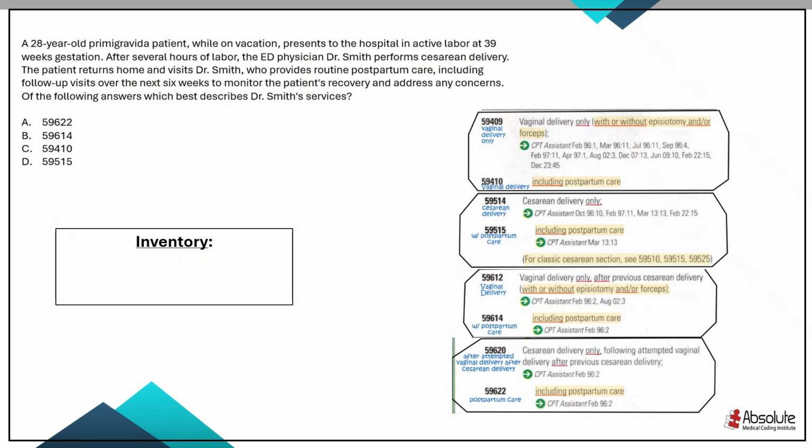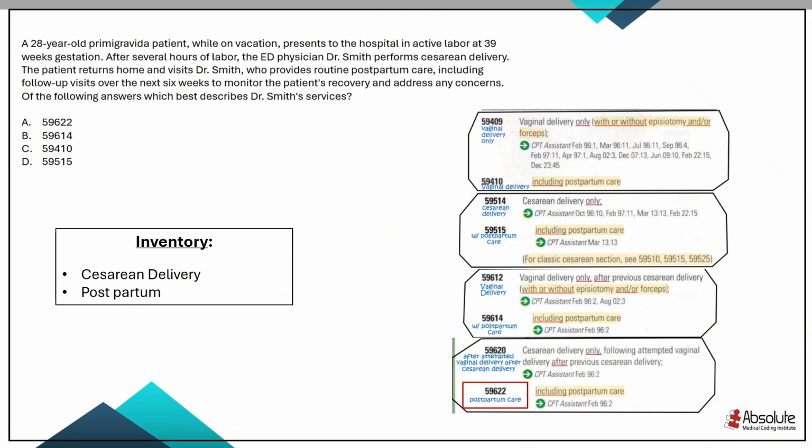So, let's get our inventory out. We have a cesarean delivery and postpartum care given by Dr. Smith, who happens to be an ED physician and performed the cesarean delivery for the patient as the patient was on her vacation, right? So it's clearly stated that he performed delivery and postpartum and not the antepartum care. Okay, now let's look into our code options.